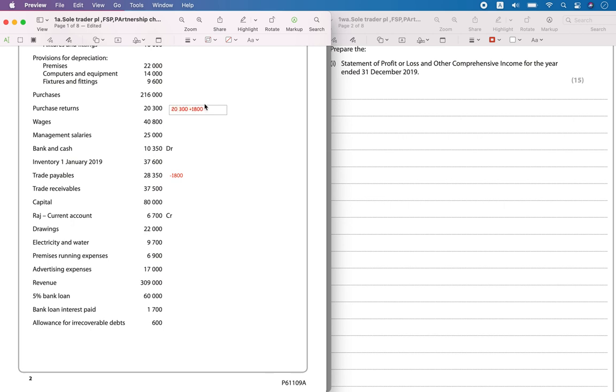So from the total trade payables, I will have to subtract the returns. Now 2300 plus 1800 is equal to 22,100, and the trade payables is 28,350 minus 1800, that is equal to 26,550.